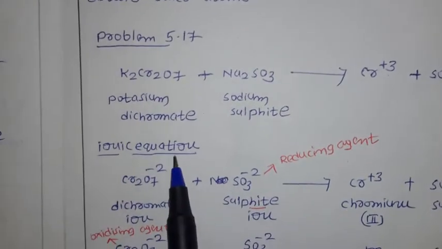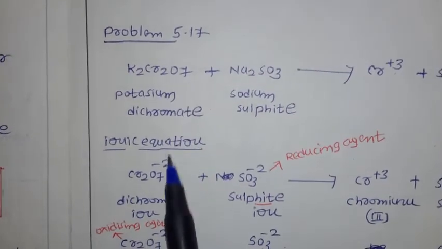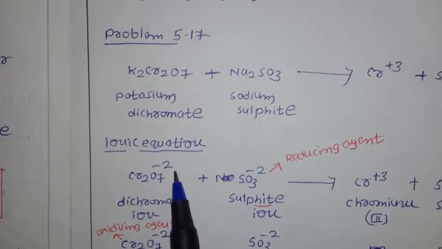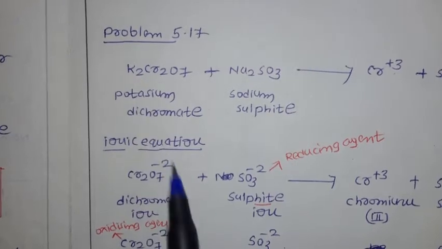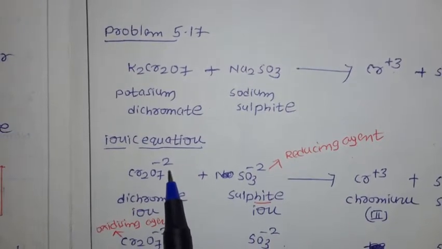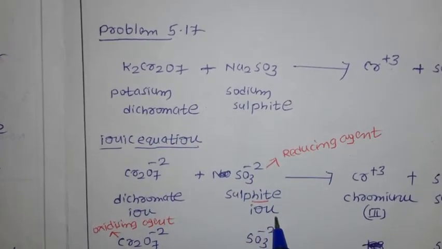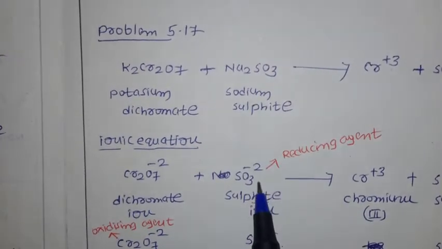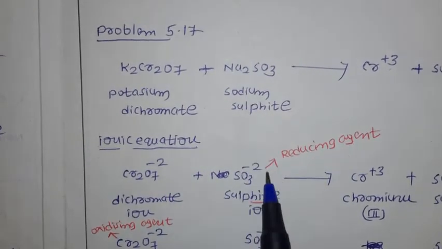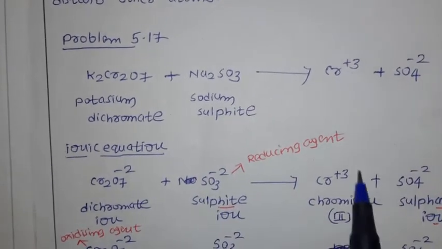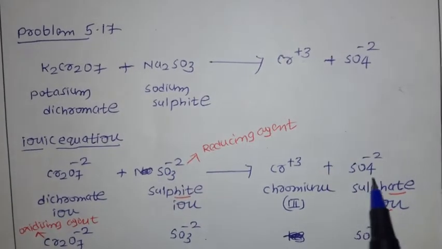Now first you have to write the ionic equation, so I am writing this equation in the form of ions. For this, the ion is Cr2O7 2-. Why? Because we are going to lose the 2 potassium ions, so the anion is 2-. This is called the dichromate ion. Next, we have the sulfite ion, whose formula is SO3 2-. Why? Because if it loses 2 sodium ions, you get SO3 2-, which gives rise to the chromium ion, +3 oxidation state, and sulfate ion, SO4 2-.